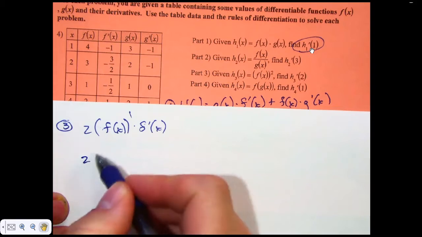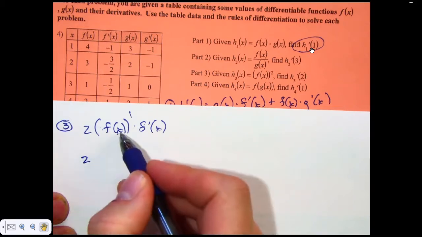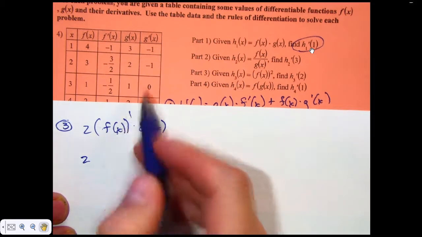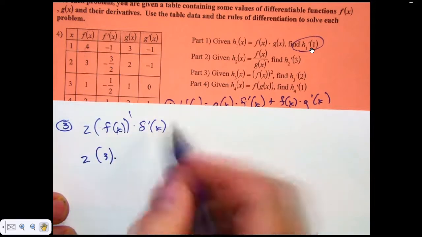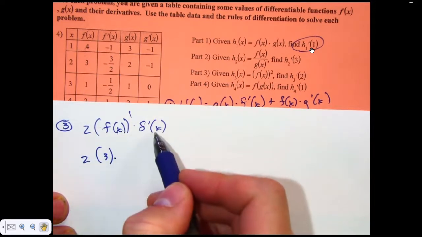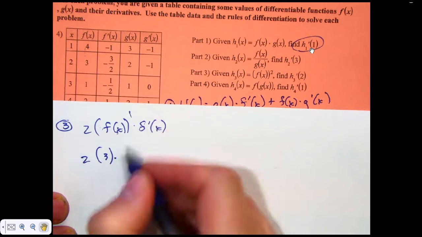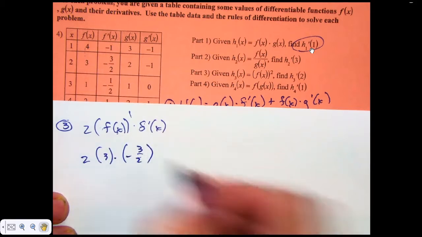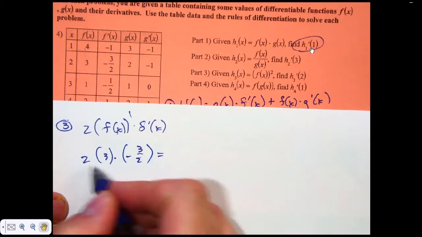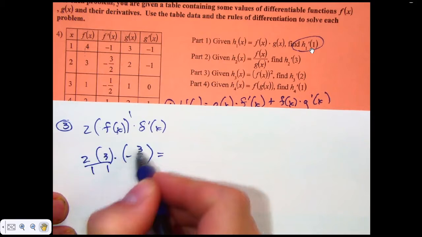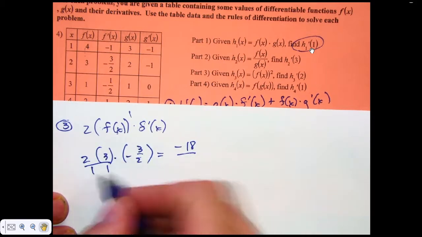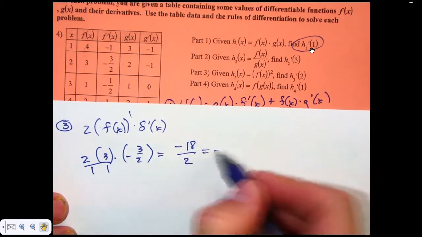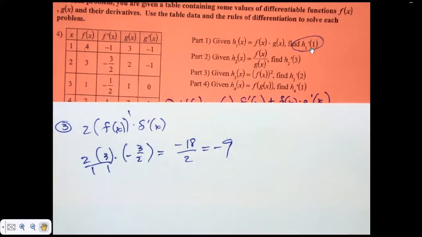So 2 times, so f of 2 is 3. And f prime of 2 is negative 3 halves. So if I think about multiplying, like 2 times 3 times 3 on the top is negative 18. 1 times 1 times 2 on the bottom is 2, so that would be negative 9.